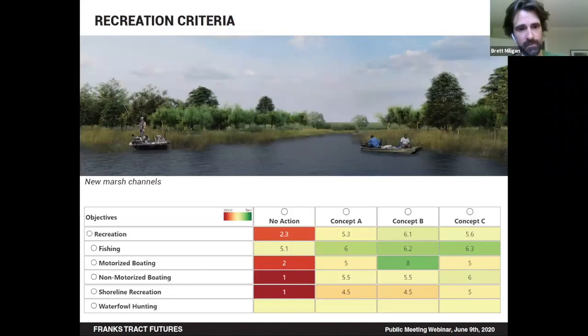Recreation criteria. Opening that one up, that was based on the parameters of fishing, motorized boating, non-motorized boating, shoreline recreation, and waterfowl hunting. So you can see the overall, this is the no action, how that rated, and this is how it rated across the 3 concepts in terms of some of the recreation improvements we tried to bring in.